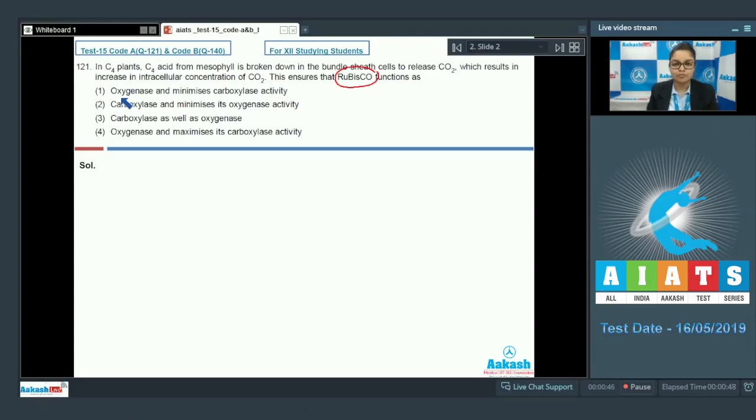So let us start with option 1. Oxygenase and minimize carboxylase activity. Option 2, Rubisco functions as carboxylase and minimizes its oxygenase activity. Option 3, Rubisco functions as carboxylase as well as oxygenase, and option 4 is oxygenase and maximizes its carboxylase activity.